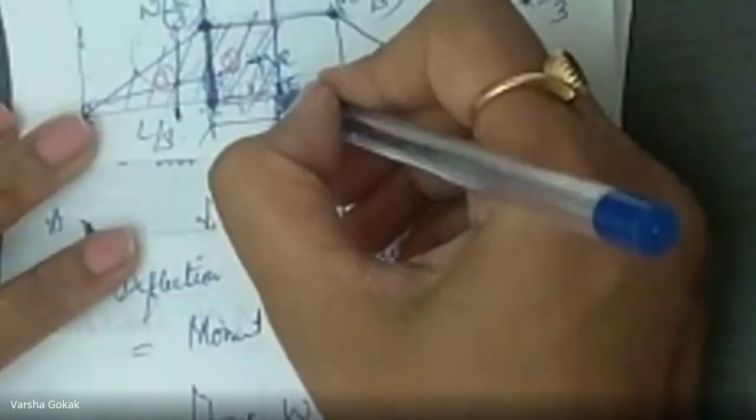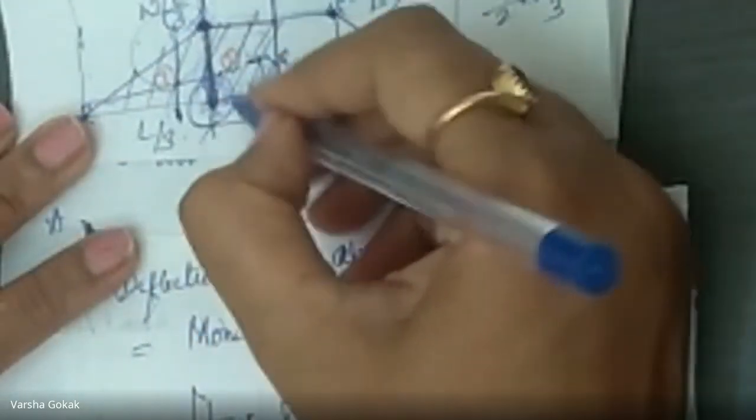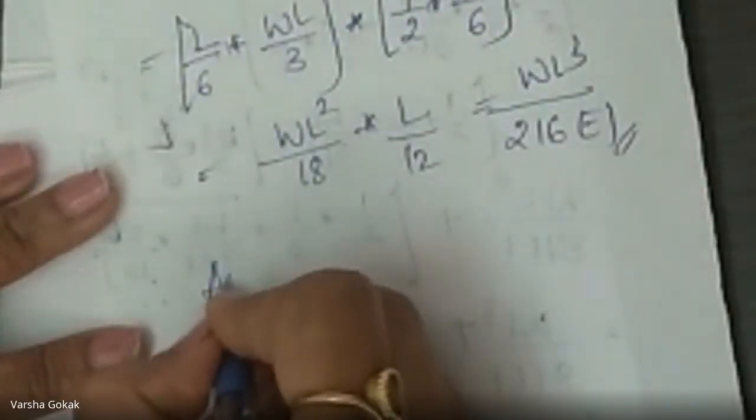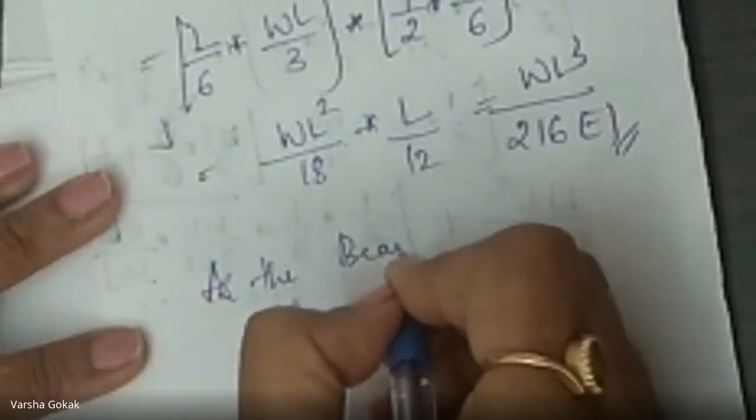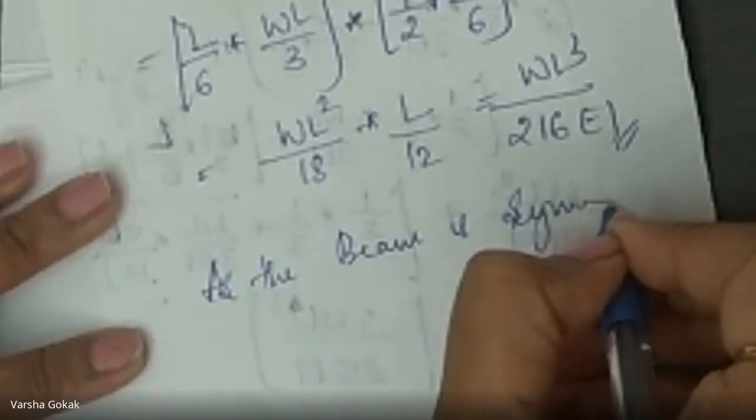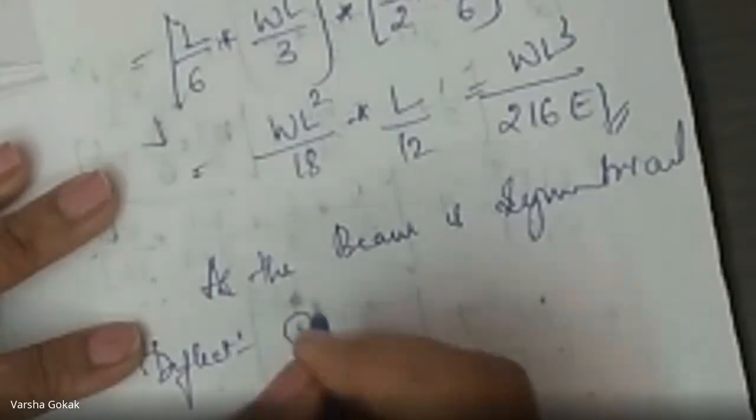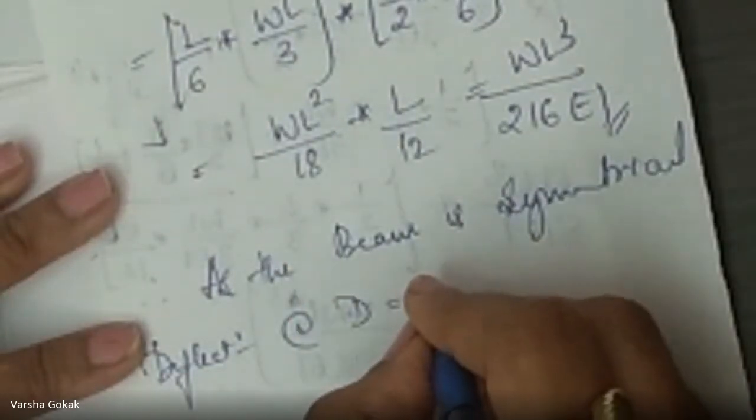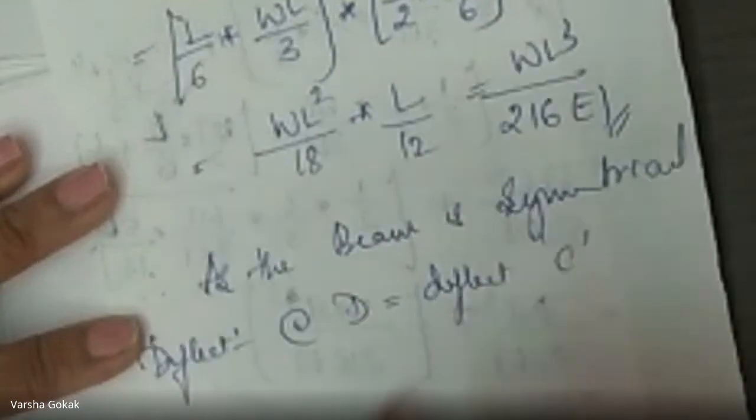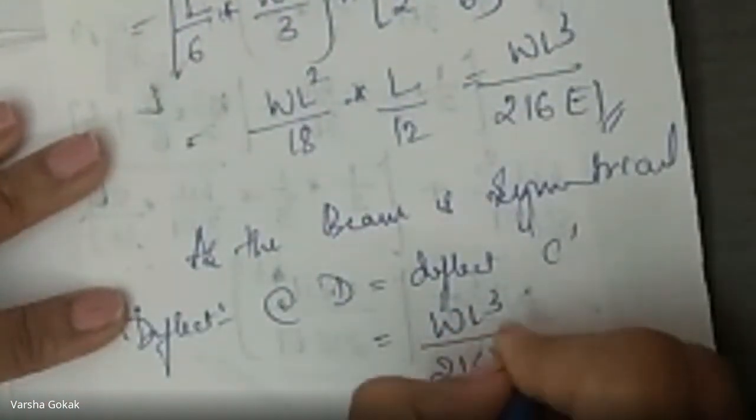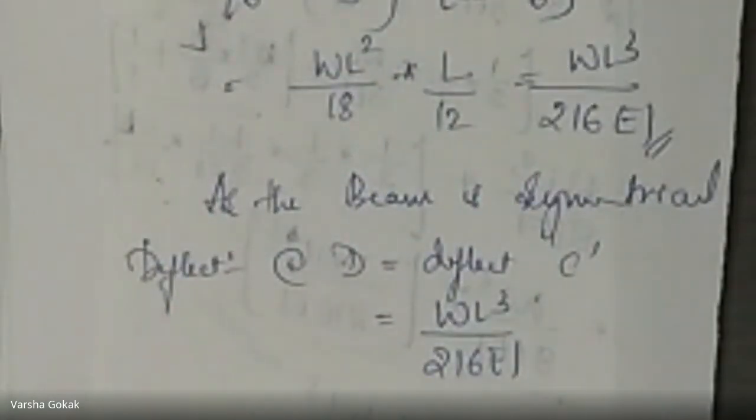Clear? So the other way around, we found the deflection at this point and this point. Whatever is the deflection at this, it is going to be the same at point D also, because it is symmetrical. Therefore, as the beam is symmetrical, the deflection at D is going to be equal to the deflection at point C, which is nothing but WL cube by 216 EI. You can always make a note of that. No issues.